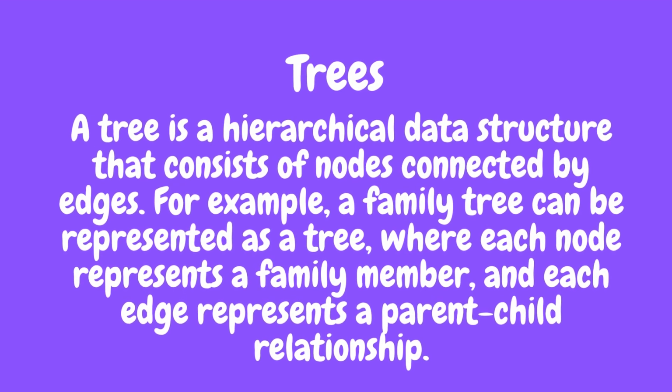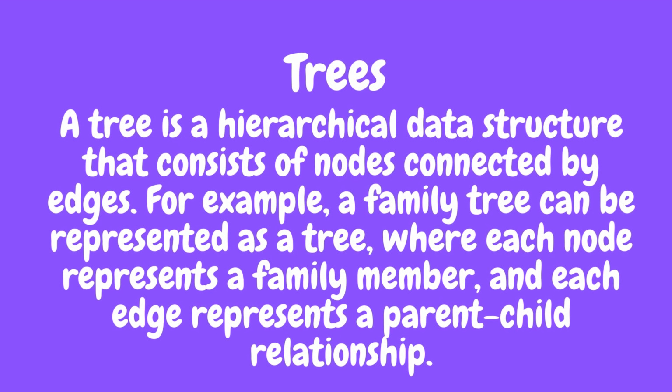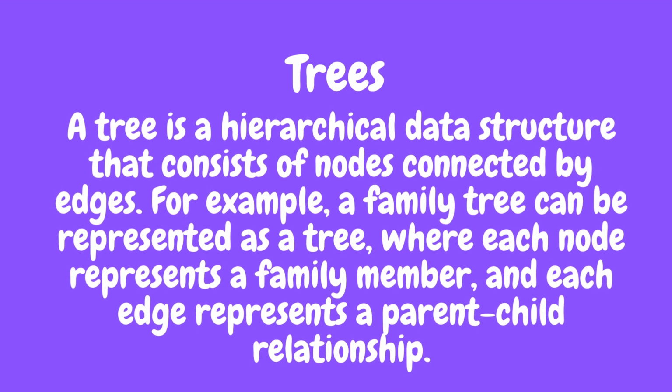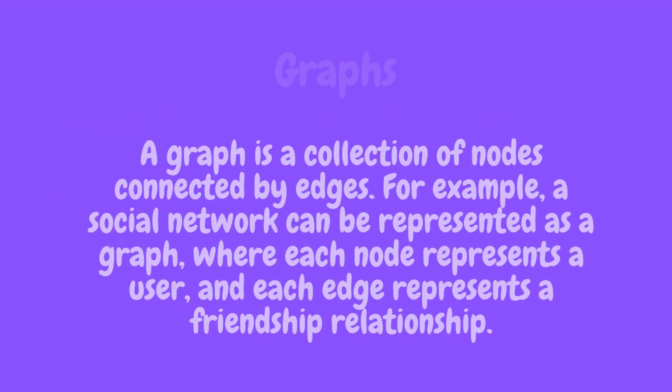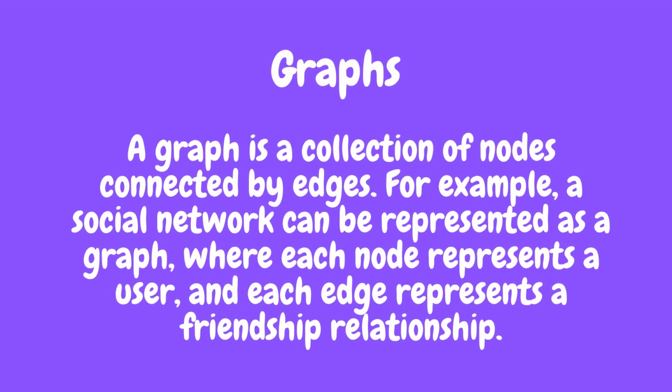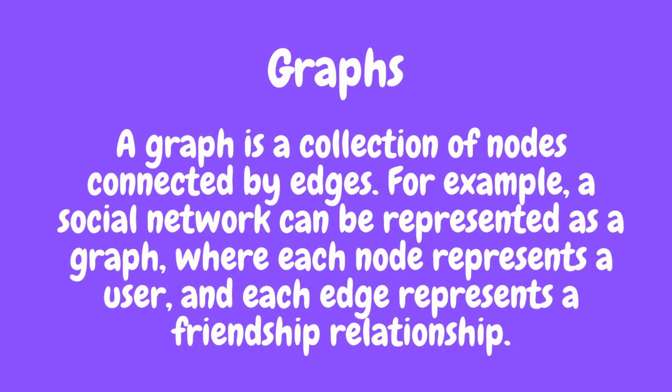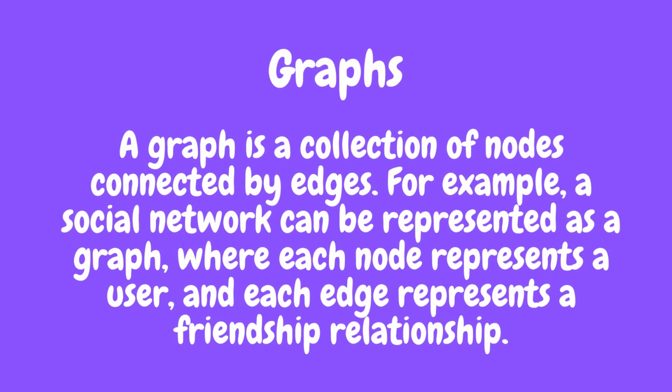Trees. A tree is a hierarchical data structure that consists of nodes connected by edges. For example, a family tree can be represented as a tree where each node represents a family member and each edge represents a parent-child relationship. Graph. A graph is a collection of nodes connected by edges. For example, a social network can be implemented as a graph where each node represents a user and each edge represents a friendship relationship.